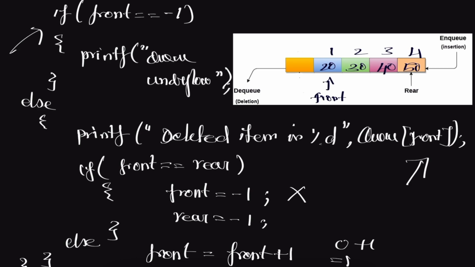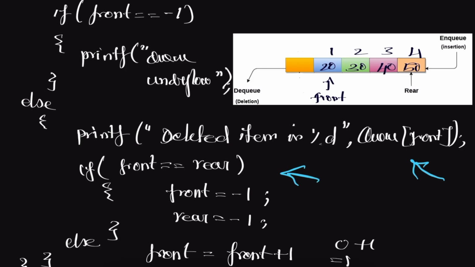And now suppose you are going to delete the next element, what will happen? Again you have to check if front is equal to minus 1. So the condition fails because the queue is not underflow. We have some elements to delete. And now we check the else part. In this else part, first we have to print the elements. Whatever the index position is, we print the element. Once we print the element, now we have to check if front is equal to rear or not.